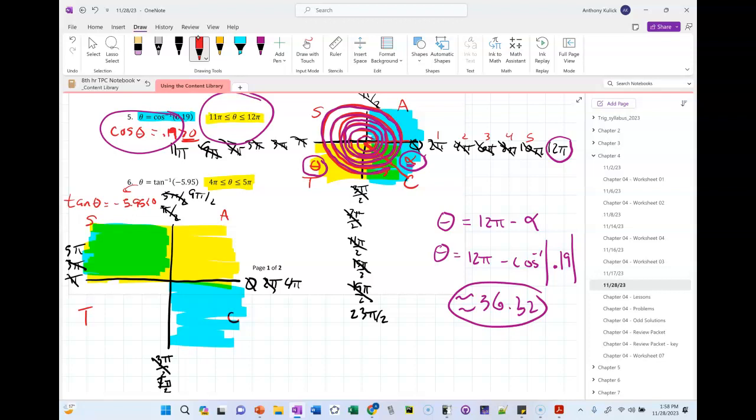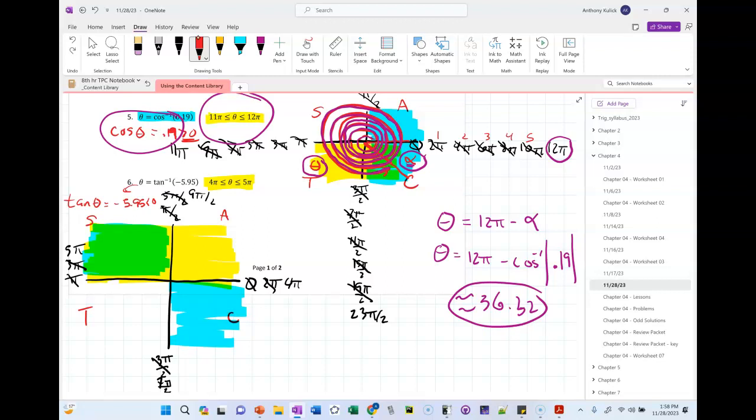Negative. So in quadrant 2, S means sine is positive, so cosine and tangent are negative. In quadrant 3, where it says T, that means tangent is positive, so sine and cosine are negative. In quadrant 4 with the C, that tells us cosine is positive, so sine and tangent are negative. Is that okay? Oops. All right.